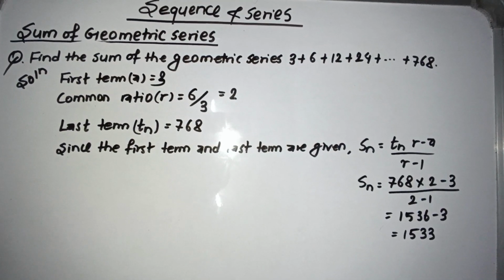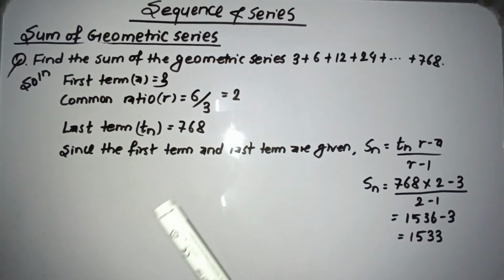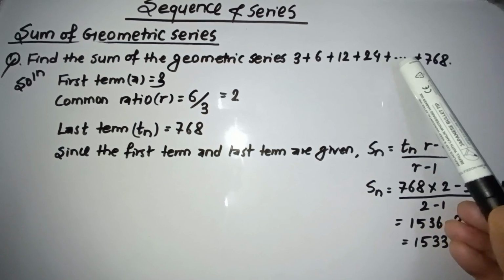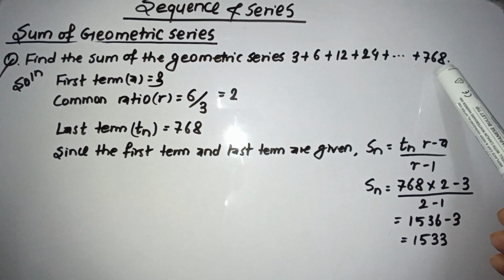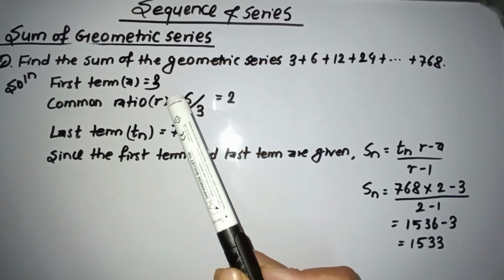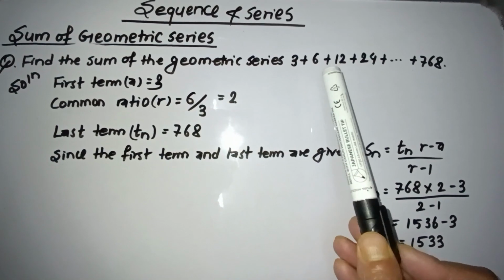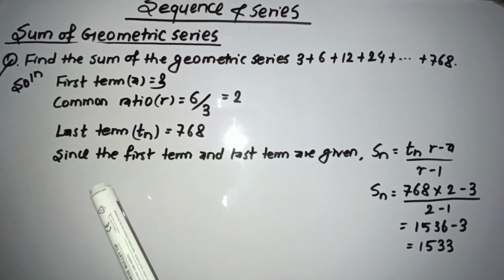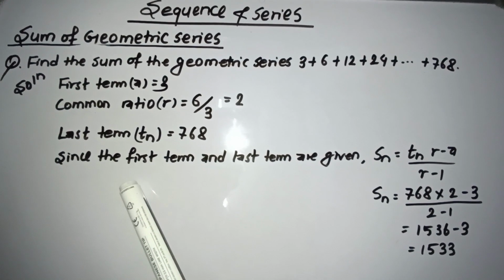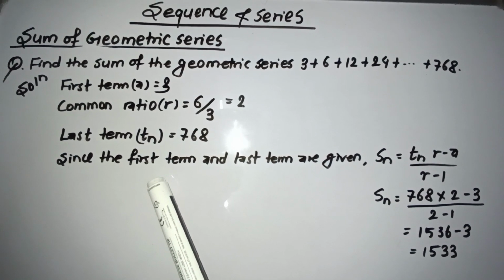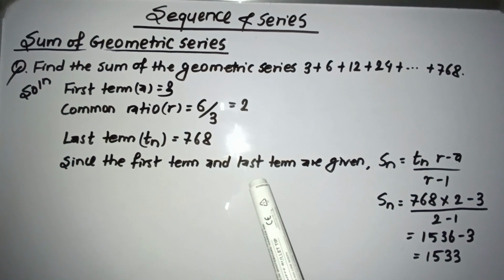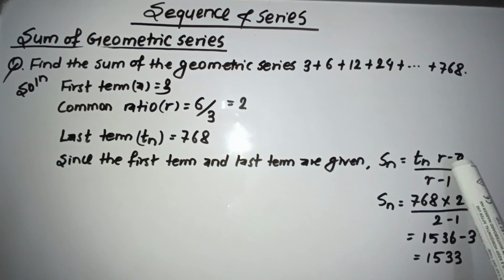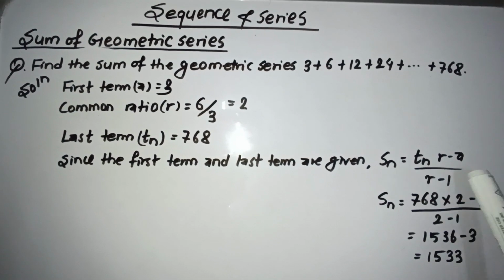We are going to calculate the sum of a geometric series in this question. Find the sum of the geometric series 3 plus 6 plus 12 plus 24 plus and so on up to 768. The first term a is equal to 3. Common ratio r is equal to 6 divided by 3, which is 2. And the last term Tn is equal to 768. We have a formula to calculate the sum of a geometric series if the last term is given. Here the first term and the last term are given, so we use this formula, Sn is equal to Tn, the final term, times r, the common ratio, minus a, the first term, divided by r - 1.